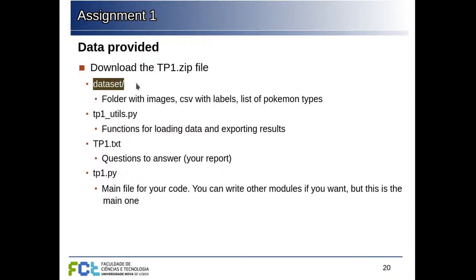So you have one subfolder called dataset that has the images, a CSV table with the data for all the images in the same order as the images, and also a text file with a list of the Pokemon types, because you also have in the CSV the index of each type, which makes it easier for creating the training set. And the text file just gives you the names corresponding to those indexes starting at 0. So this is like in Python, the first item is 0, the second item is 1, and so on.